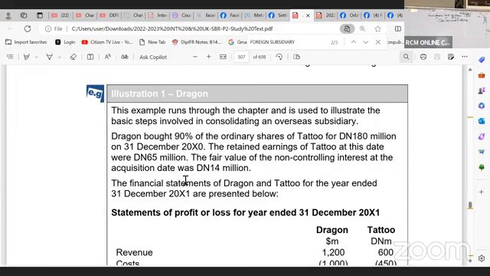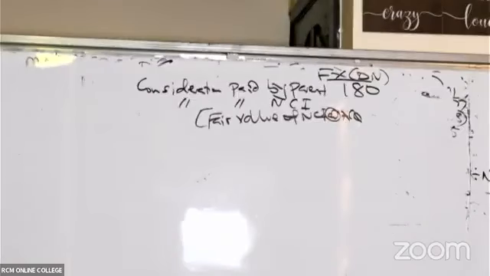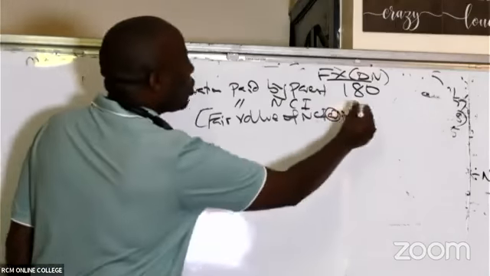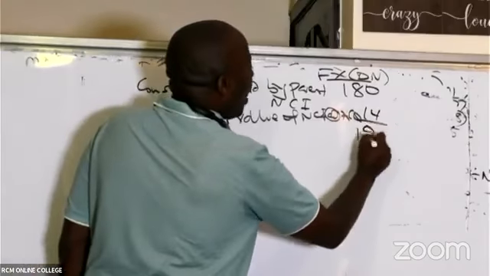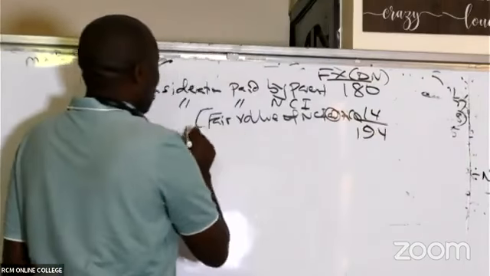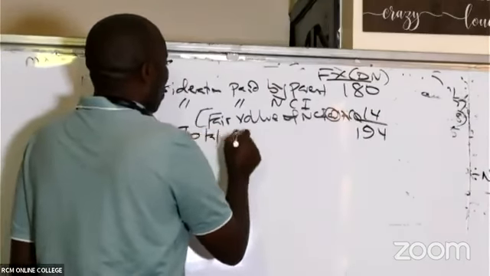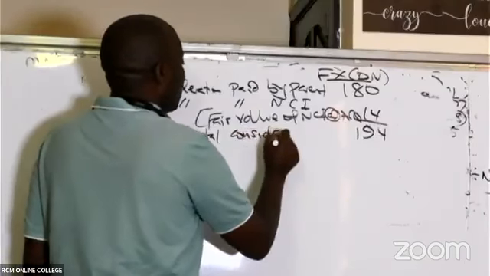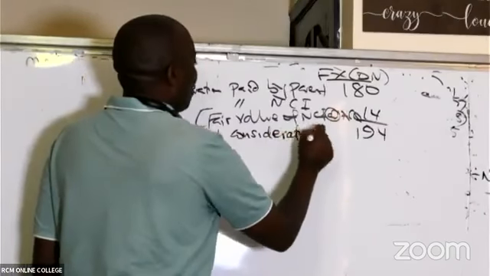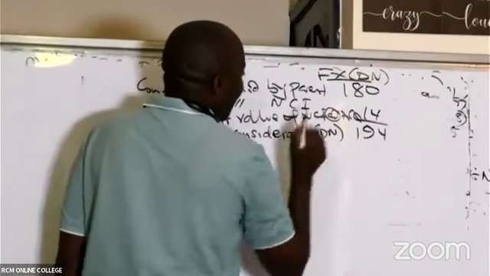Now they're giving me the fair value of NCI at acquisition, and they have given me a figure of fair value of NCI at the date of acquisition of 14 million dinars. So the total consideration will be 194. Total consideration, of course in dinars, 194.